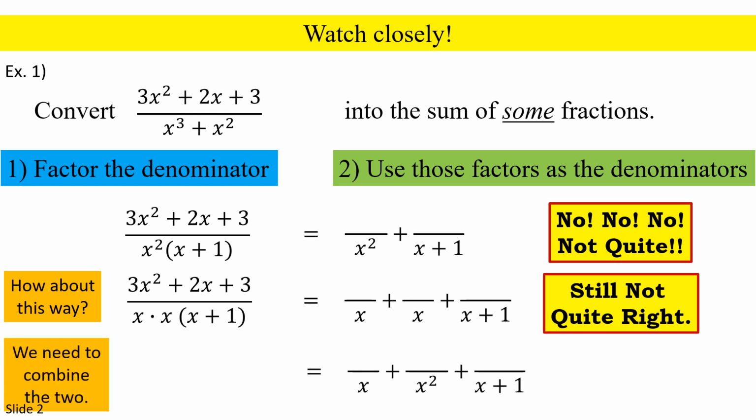We need to combine the two concepts. So we're going to have something over x and something over x squared, and then something over x plus 1. Because we have an x squared as the multiplicity in the denominator, we're going to do it as the single and the multiplicity and the double as separate denominators.